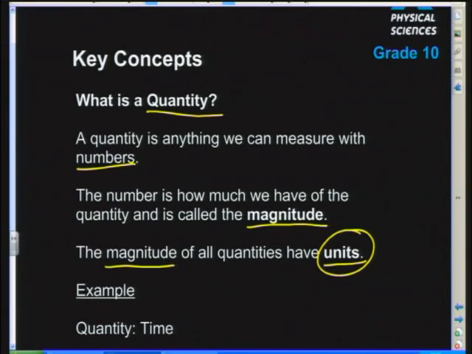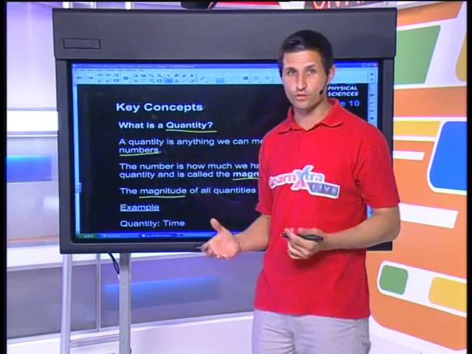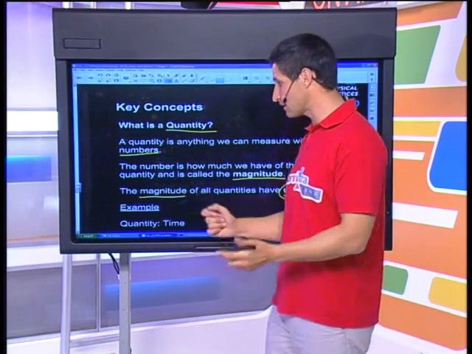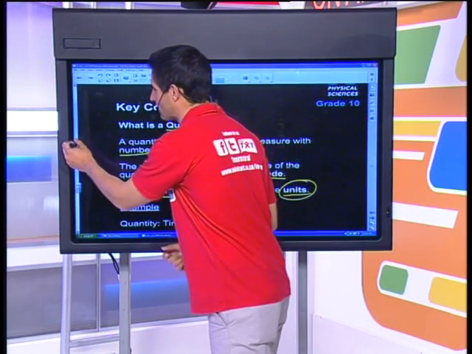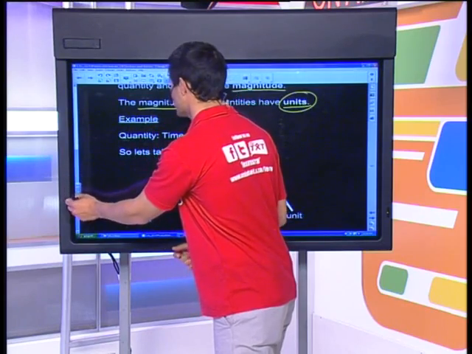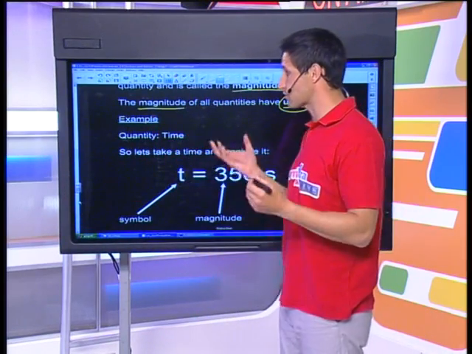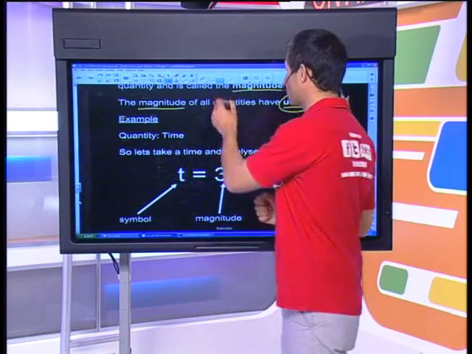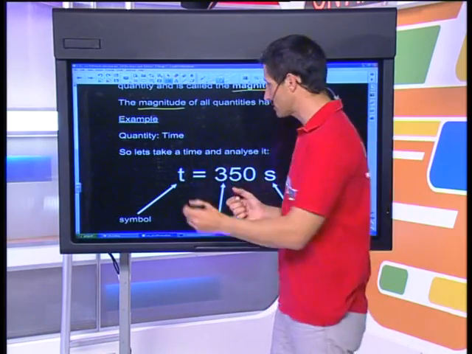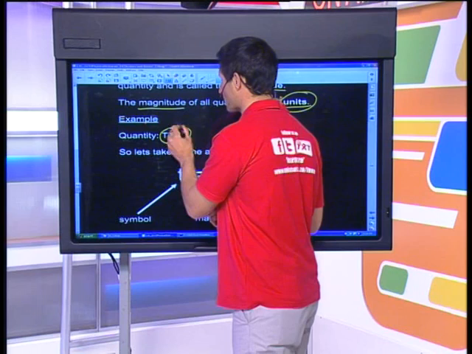So let's start taking a look at an example of a quantity that we all use. Guys, you already have been dealing with this quantity, and all of us do all day, every day. Okay, so let's start taking a look at what we've got in terms of a quantity. My example, because it's probably the most common example, is time.